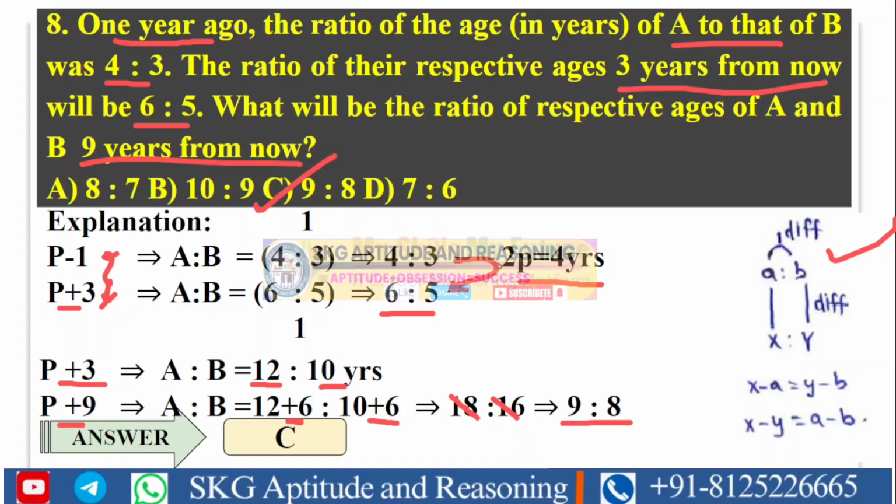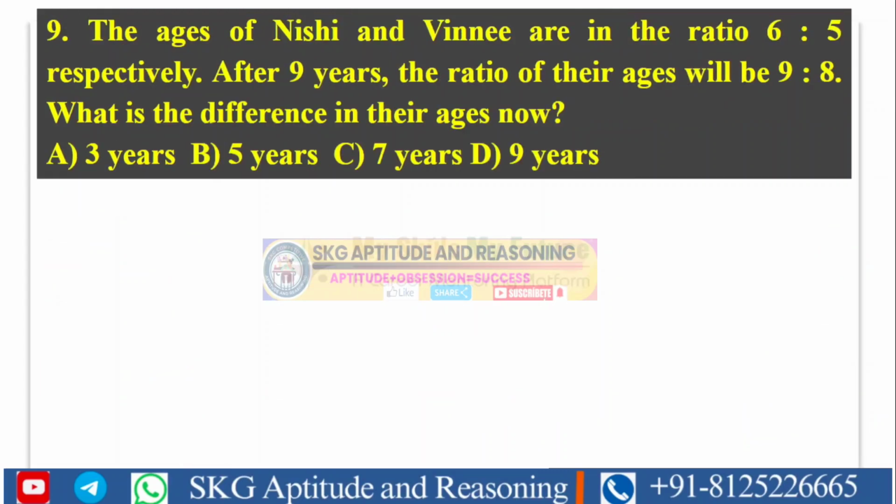These are one kind of problems, and next we'll see some other kinds of questions. Okay, this is also a very similar question. Try to find it now. In the question, what he gave is Nishi and Winnie, two persons. The ages of Nishi and Winnie are given as 6 is to 5, which means the present ages are 6 is to 5. And after 9 years, their ages will be 9 is to 8. And he is asking us to find what the difference in their ages is now. So we need to find the present age difference.